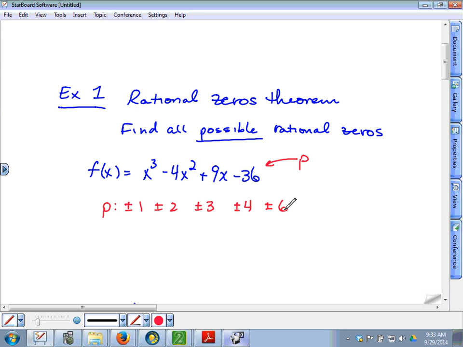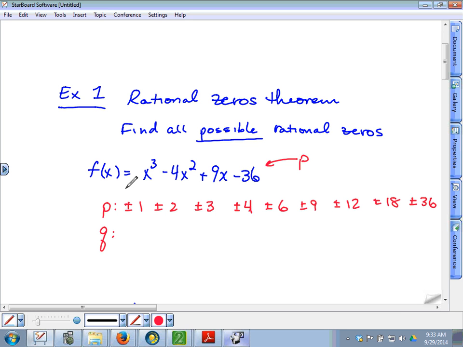Now we start to loop around. 4 times what is 36? So there's the 9. 3 times what is 36? 12. And 2 times what? And finally 1 times 36. Those are all the factors of P.